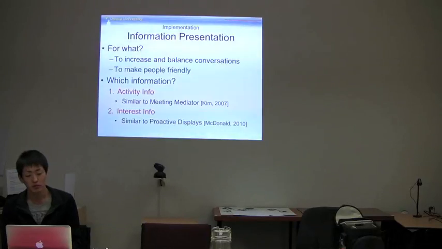One of the most important issues is what kind of information we should present to people. The aims of the information are to increase and balance conversations and to make people friendly. Based on existing works, we introduced 2 types of information, which are activity info and interest info. These are examples of the combination of the wall and floor displays. I'm going to explain them.